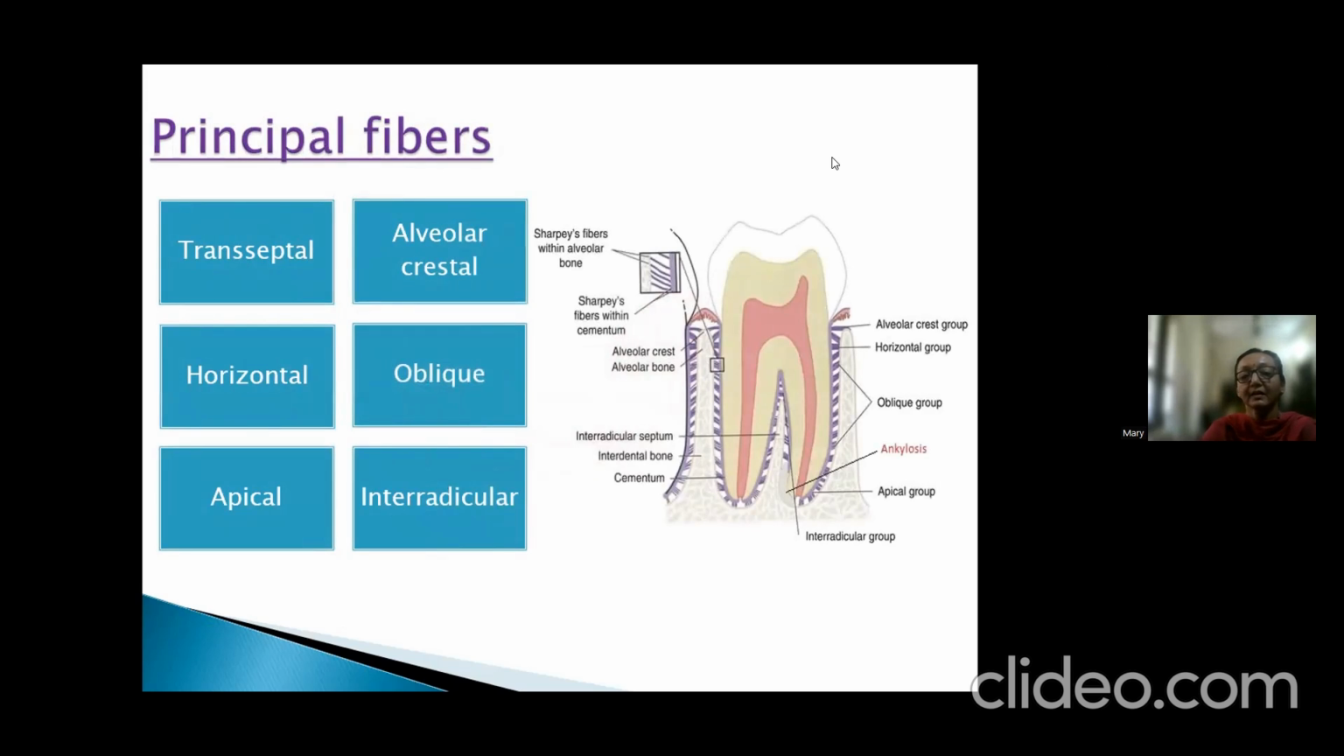The transeptal, as you can see, is located near the alveolar crestal region. The alveolar crestal and the transeptal are located in the cervical portion of the tooth. Then the horizontal at a lower level and the oblique, which constitute the main periodontal supporting fibers, and the apical fibers found at the apex, and the interradicular fibers seen in multi-rooted teeth, that is, between the roots of teeth.